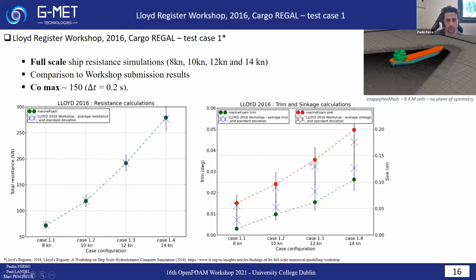In red, this is the sinkage displacement. In green, this is the trim angle. And you have with the cross here the average value from the workshop submissions. And the blue line is the standard deviation. So only one standard deviation for this vertical line. So we have a very good agreement.